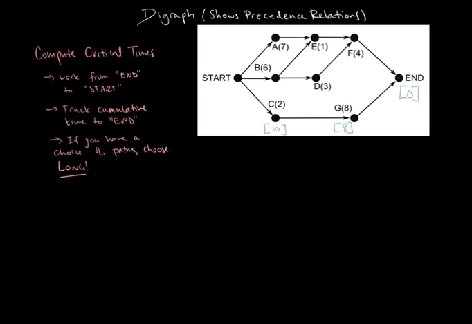Let's work on the top now. F is 4 units to the end of the graph. Coming down to D, we have 3 plus 4, or 7 units to the end of the graph. E to the end is 1 plus 4, or 5 time units for a critical time.